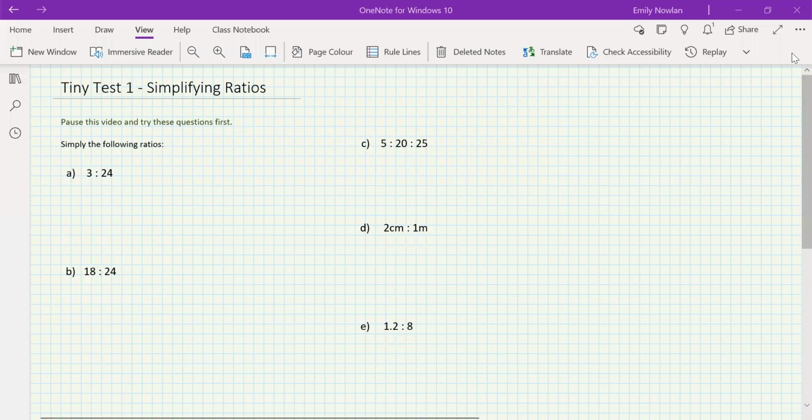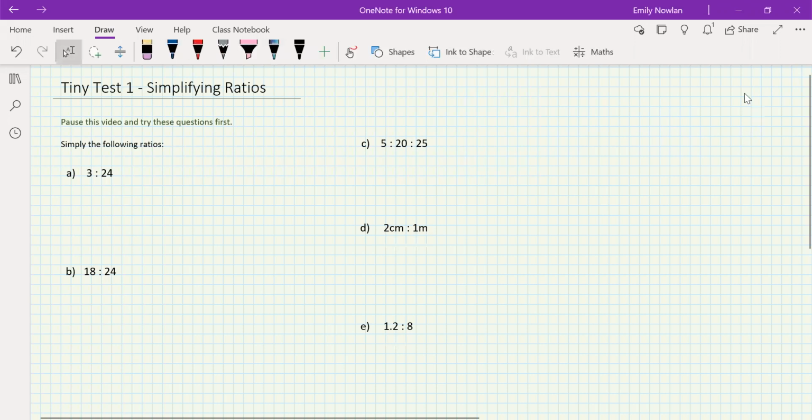Hello everyone, we're going to do these little tiny tests on the topic. This one is simplifying ratios. So pause this video, give it a go and then see how you go. Following through the answers with me. Hopefully you've tried them already. Let's have a look at the first one.